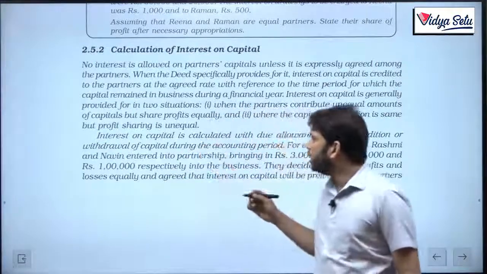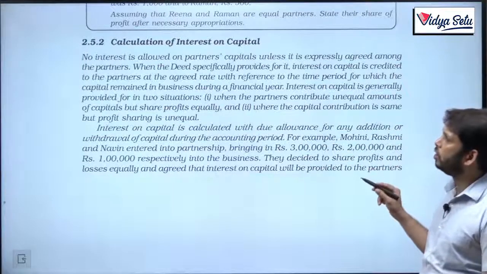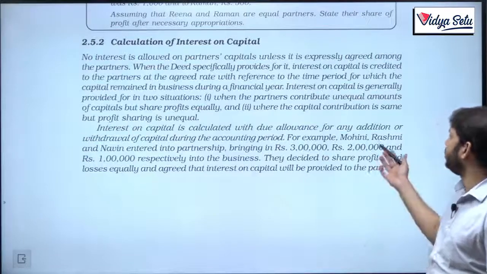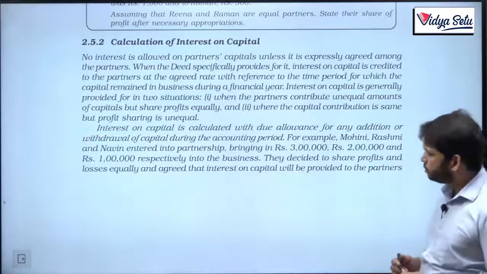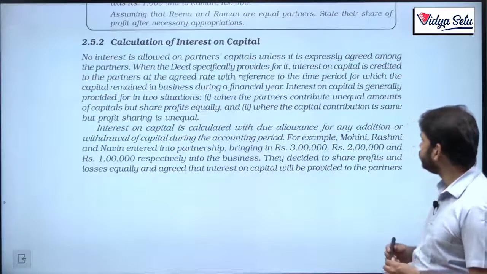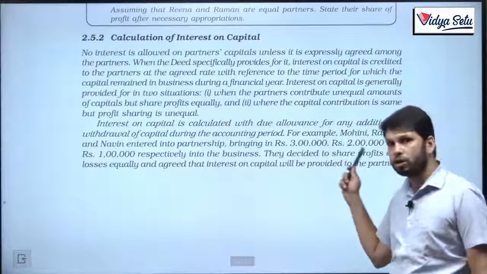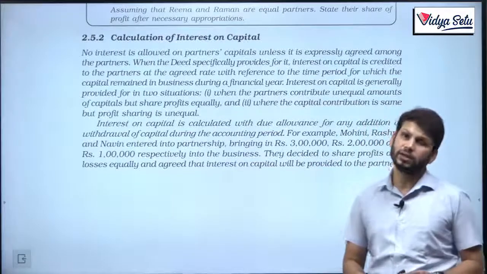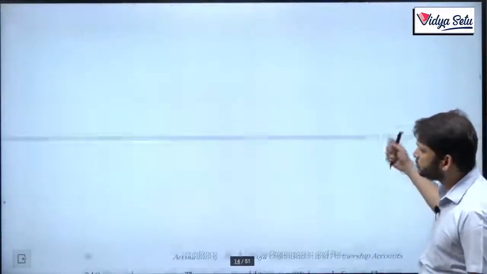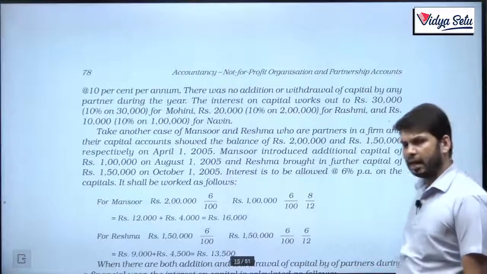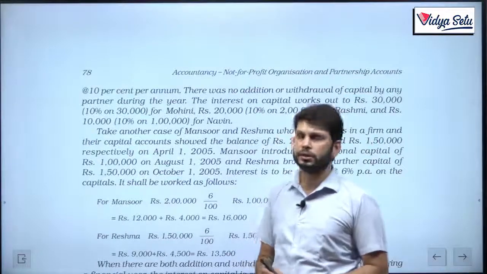Now, interest on capital is calculated with due allowance for any addition or withdrawal of capital during the accounting period. For example, Mohini, Rashmi and Naveen entered into a partnership bringing 3 lakh, 2 lakh and 1 lakh respectively into the business. They decided to share profits and losses equally. See, unequal capital contribution, but they agreed to share profits equally and agreed that interest on capital will be provided to the partners at the rate of 10% per annum. Can they do that? Yes, they can. When they have agreed for 10%, they can absolutely provide 10% per annum.